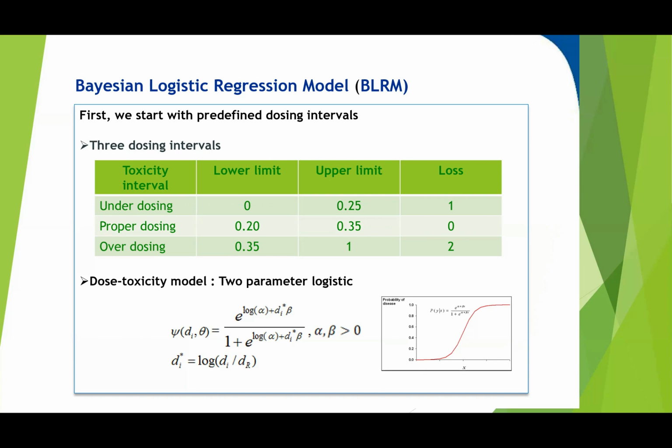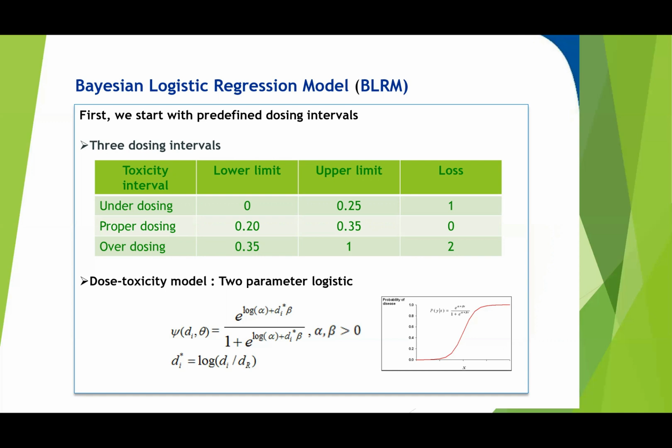We specify lower and upper limits of toxicity levels, like underdosing 0 to 0.25. 0.25 means once that level of the dose is tried, say 25% of the people show toxicity. A patient may be classified as 1 or 0, depending upon whether toxic symptoms are developed on that patient or not. But at an aggregate level, we get a proportion.